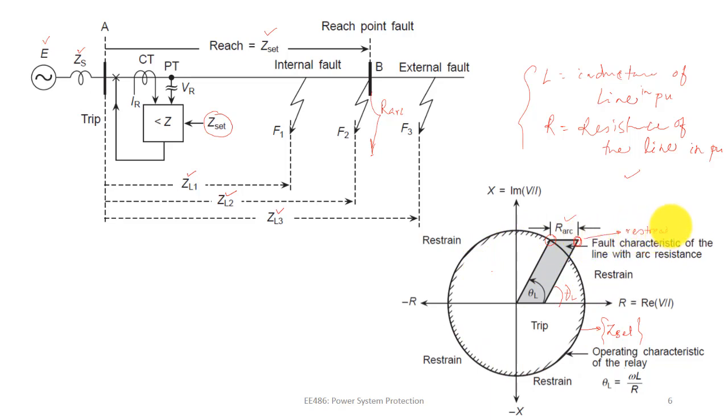that is, in the restraining region, right? Restraining region. So sometimes because of this arc resistance, your reach point will decrease. Now we can see here your reach point will come to here. So the relay reach point will reduce. Now it is reduced by this, right? We'll talk about this more in detail for different types of relays.